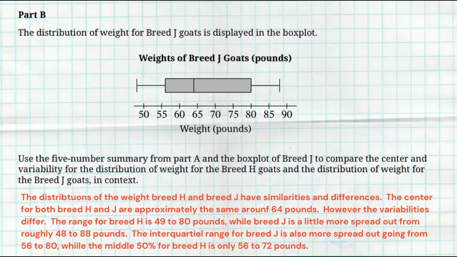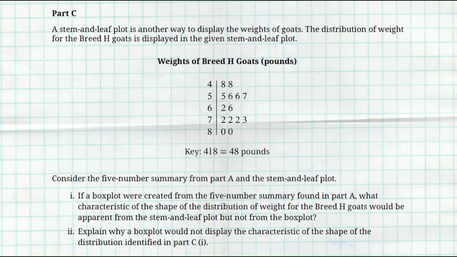All right, then we move into one more question, part C. A stem and leaf plot is another way to display the weights of goats. The distribution of weight for breed H goats is displayed in the given stem and leaf plot. So this was the data that was given to us way back in the very beginning. These are the weights for breed H goats. So consider the 5-number summary that we actually found back in part A and the stem and leaf plot.